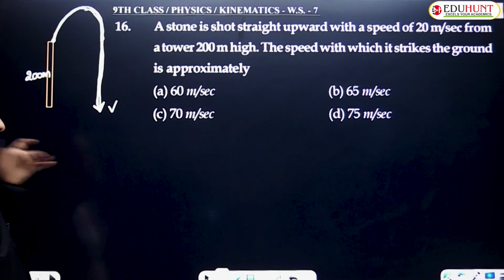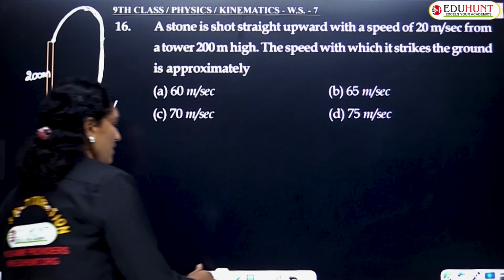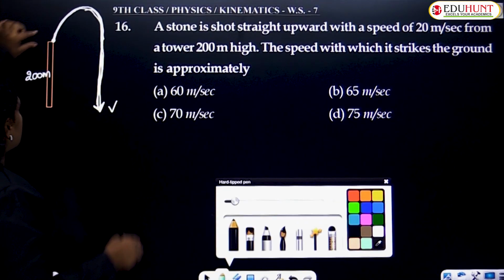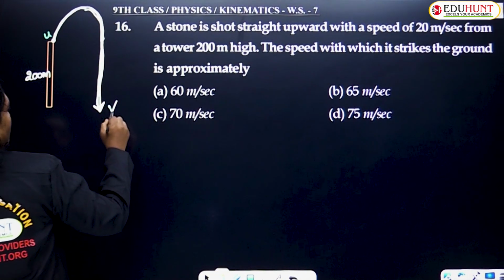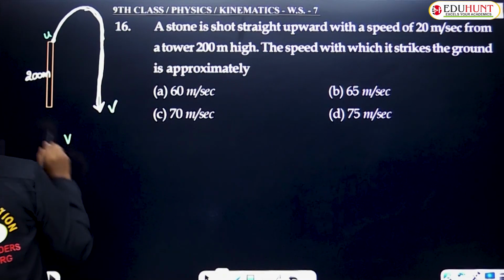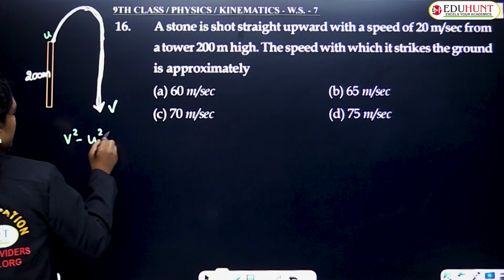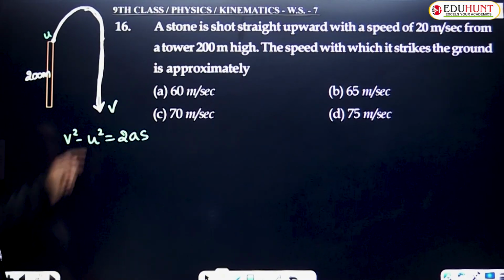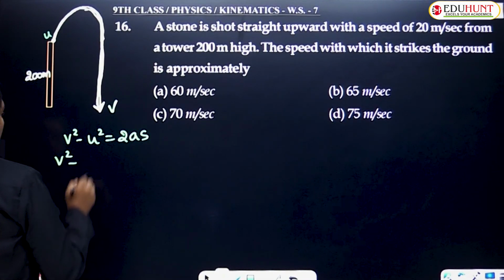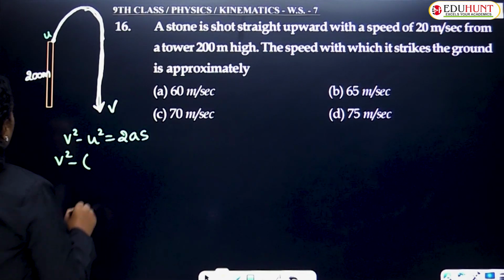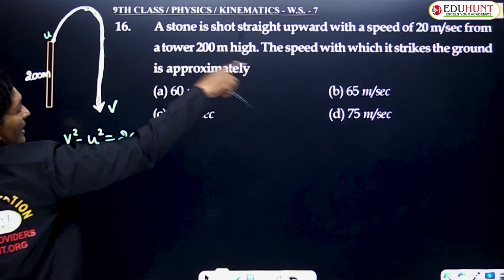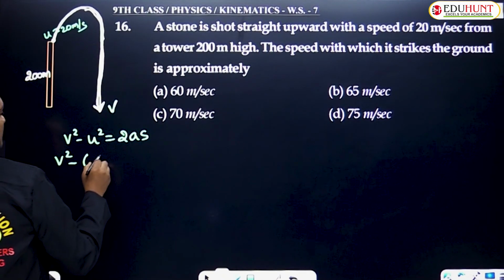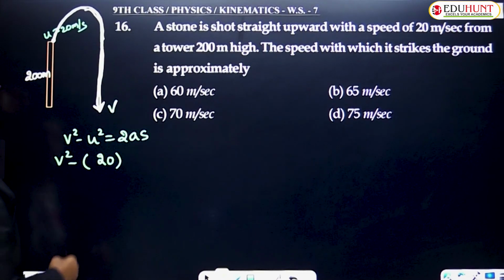So there are two methods, but the direct method I will be telling you, children, in order to solve this. The one and only equation to find the relation between the initial velocity u and the final velocity v when displacement is given is v square minus u square equals 2as. But what is the final velocity? Which is unknown, we need to find out. And the initial velocity is u. The value of u is given as 20 meter per second, but it is thrown upwards.